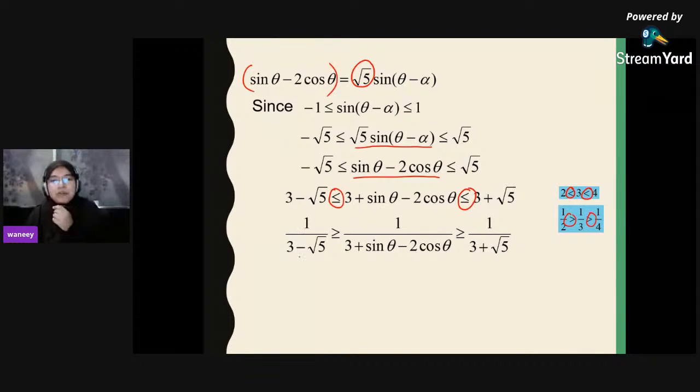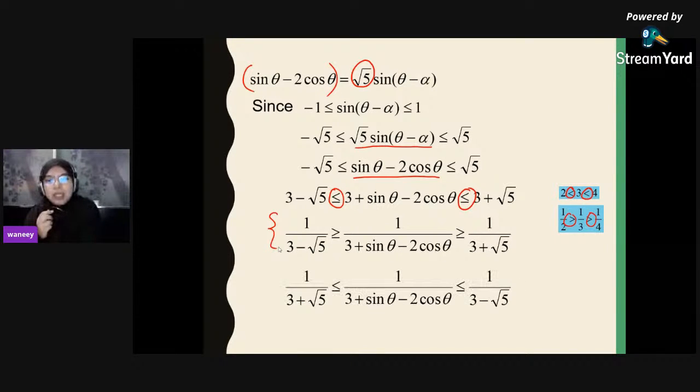So we take the reciprocal, 1 over. We have 1 over 3 minus square root of 5 greater than or equal to this, greater than or equal to 1 over 3 plus square root of 5. But this seems improper. Nobody writes it like that. So we're going to write it down in a proper way. Less than is the proper way. So 1 over 3 plus square root of 5 less than or equal to 1 over 3 plus sine theta minus 2 cos theta less than or equal to 1 over 3 minus square root of 5. Right, and that is actually what we want to prove. So proven, done.